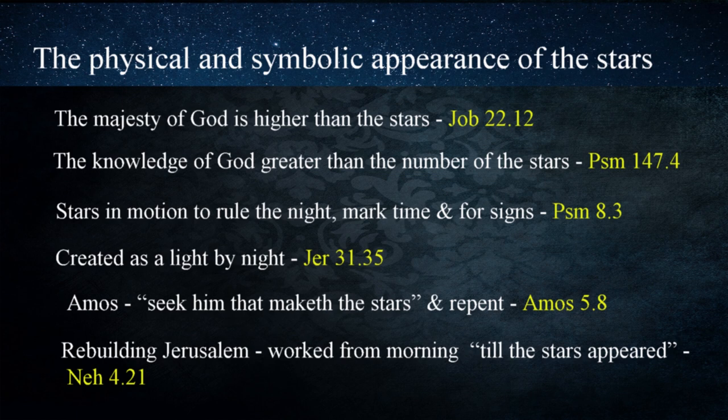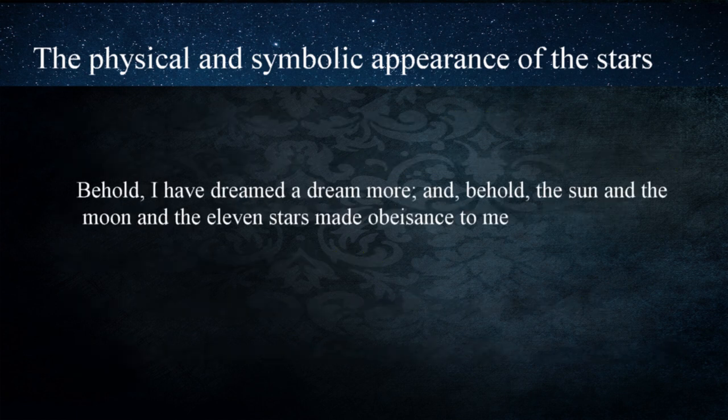The stars are used as signs and visions from time to time by God. Perhaps the most well-known of these are the dreams of Joseph. Joseph told his family, "Behold, I've dreamed a dream more, and behold, the sun and the moon and the 11 stars made obeisance to me," in Genesis 37:9. This led to his brothers hating him enough to want to kill him, but they decided to sell him into slavery instead. Years later, during 7 years of famine, Joseph's brothers did bow down to him and later learned that this had been God's plan to save them all.